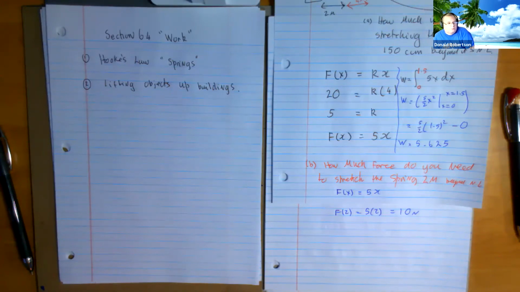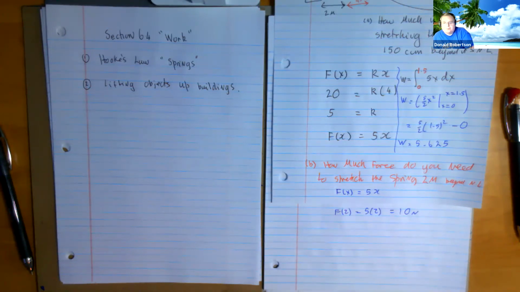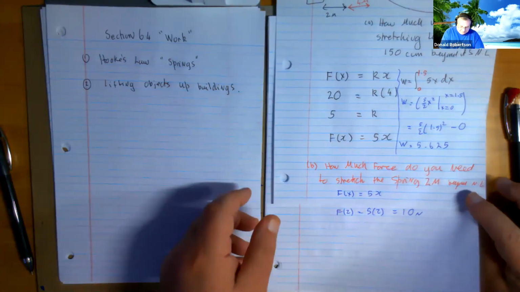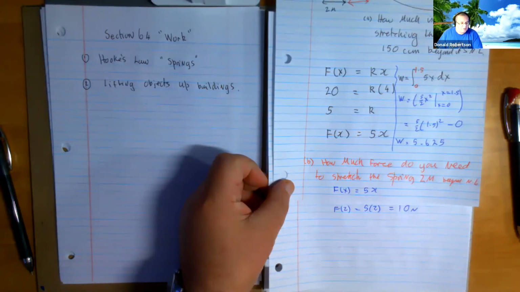So we don't really need to integrate anything in that second example, do we? Basically, you've told me everything I need to know. You just want to know what the force would be at any given point. So if I want to stretch it 10 meters or 2 meters or 0.1 of a meter, it would simply be 5 times that number for this spring. Are we okay with that one?